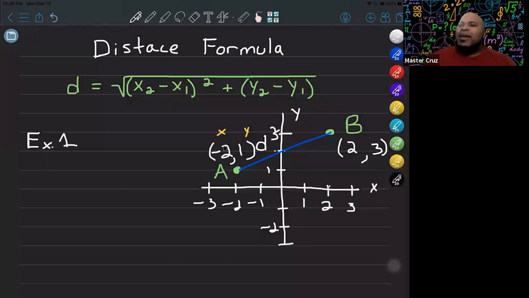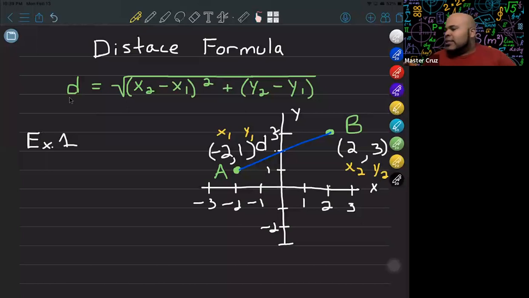So now that I have x and y, I can actually label this again x and y. And the first point, point A, I'm going to call it right here x1, y1, because this is the first point. And for the second point, I'm just going to call it x2, y2. So I just add 2's to it. It does not matter which one is x1, y1, as long as you keep them together. And then x2, y2, you keep them together.